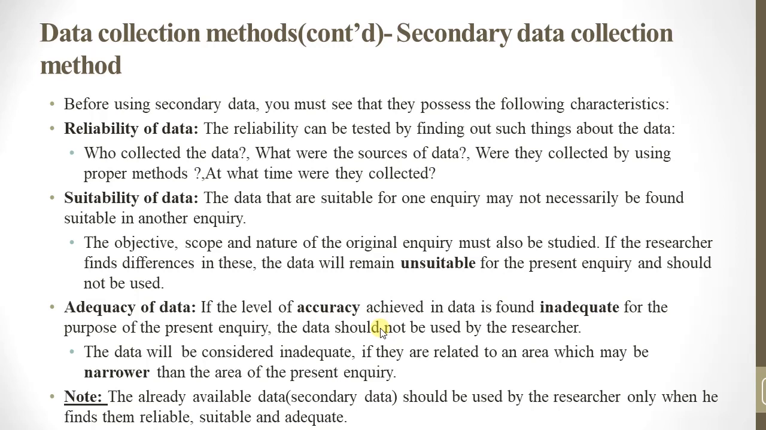Third, if the level of accuracy achieved in the data found is inadequate for the purpose of the present inquiry, the data should not be used by the researcher. The data will be considered inadequate if they are related to an area which may be narrower than the area of the present inquiry. Note, the already available secondary data should be used by the researcher only when he finds them reliable, suitable, and adequate.